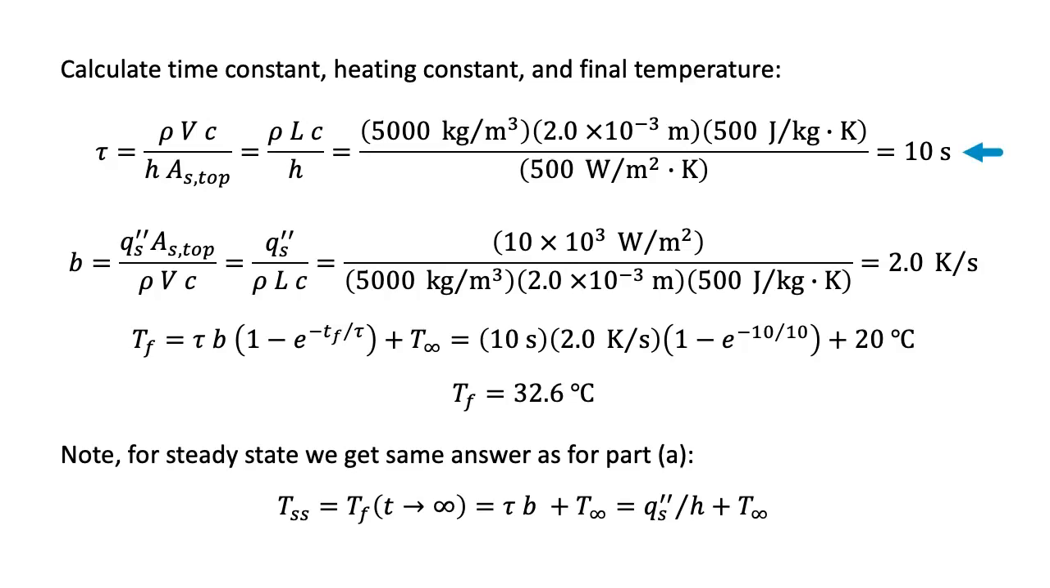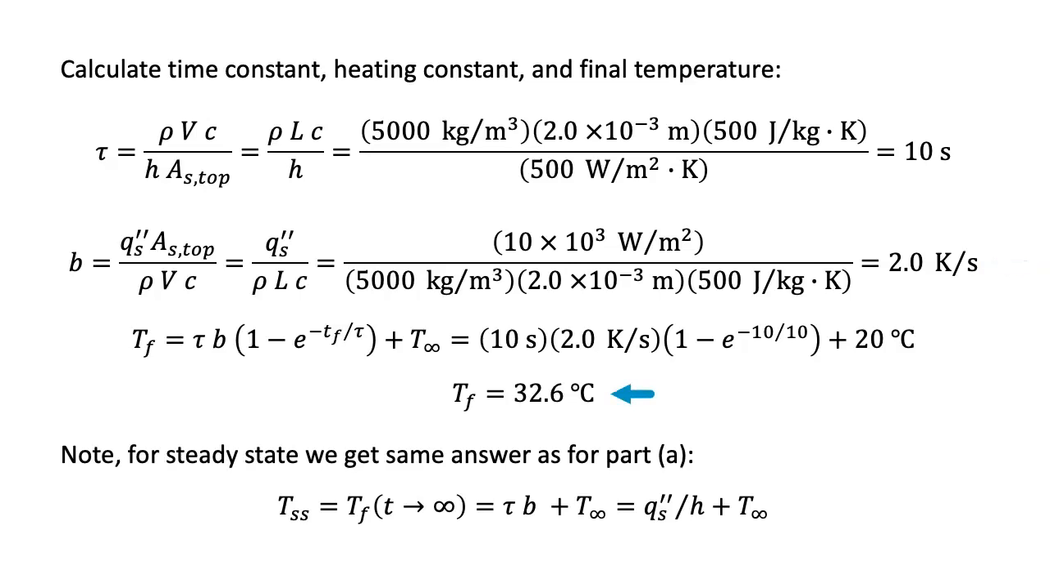Substituting in values, we first calculate a value for tau of 10 seconds. Note, this quantity represents a time constant for our process, which we will consider further on the final slide. Then we calculate a value for B of 2 Kelvin per second.